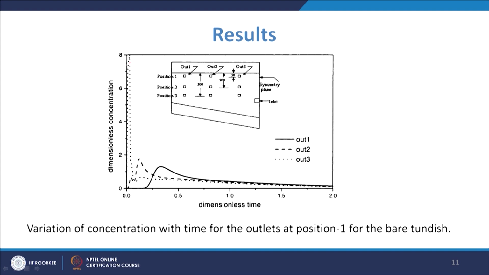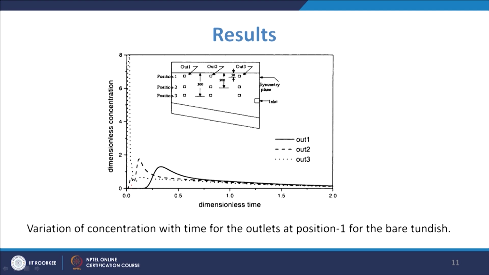So, what we see is that this larger peak means that short circuiting is taking place. Whatever is coming through the inlet reaches the outlet in no time, and most of it just goes through the outlet. That is shown by a very large peak in the concentration value.